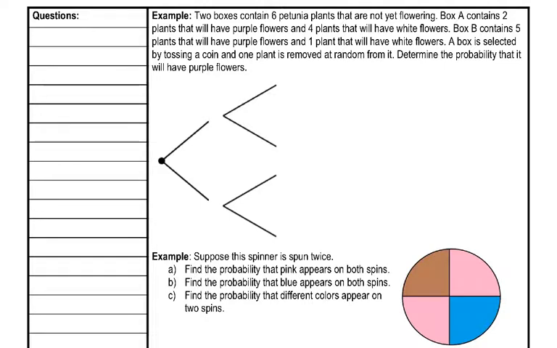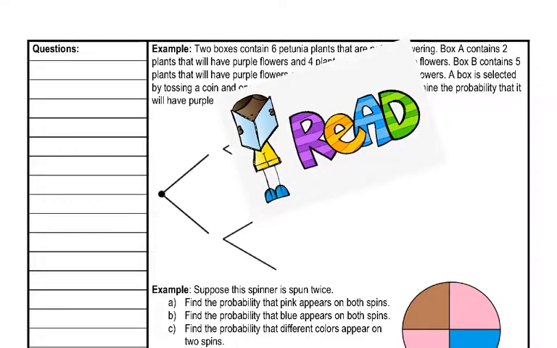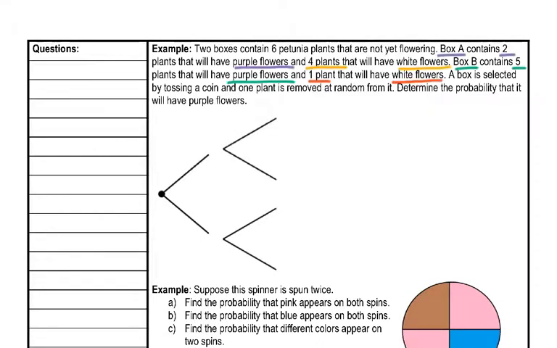All right, let's do this next example. So read this one to yourself. Right, so I've gone ahead and underlined and kind of color-coded the important information here. So one weird thing going on is the box is selected by tossing a coin and then randomly taking a plant. So what that tells me is that the two different events are whether we pick box A or box B, and then from there, is it a purple plant or is it a white plant?